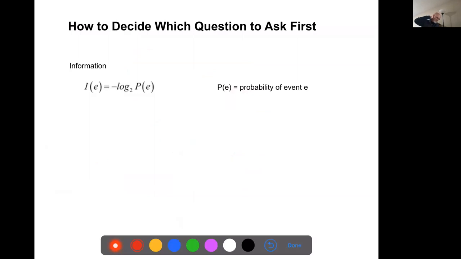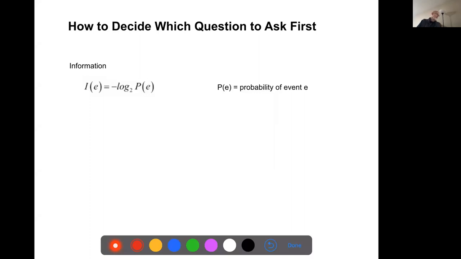And again, like all these algorithms, we'll find that the algorithm's already encoded for us, so we don't have to ask these questions, but it's interesting to know how it decided. They want to ask the most important question first, and to do that, they use information theory.